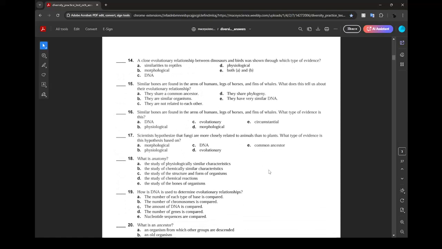Scientists hypothesize that fungi are more closely related to animals than to plants. What types of evidence is the hypothesis based on? Well, we taught this in class, but just in case you didn't remember, it's DNA. So first we look at morphological.